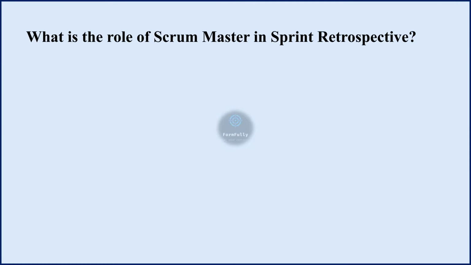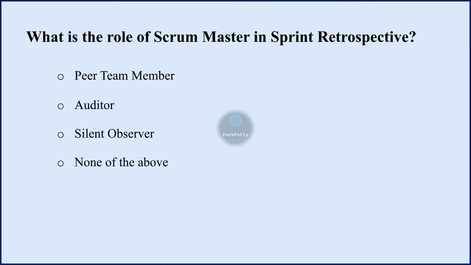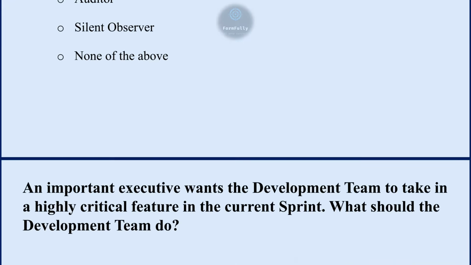Next question. What is the role of Scrum Master in sprint retrospective? Options are peer team member, auditor, silent observer, none of the above. And the correct option is peer team member.